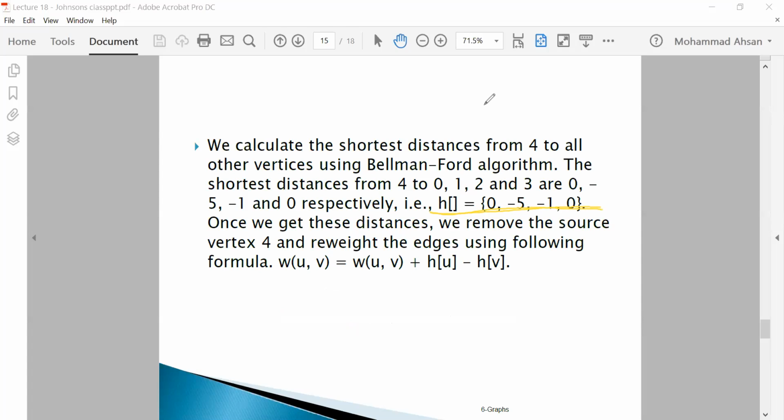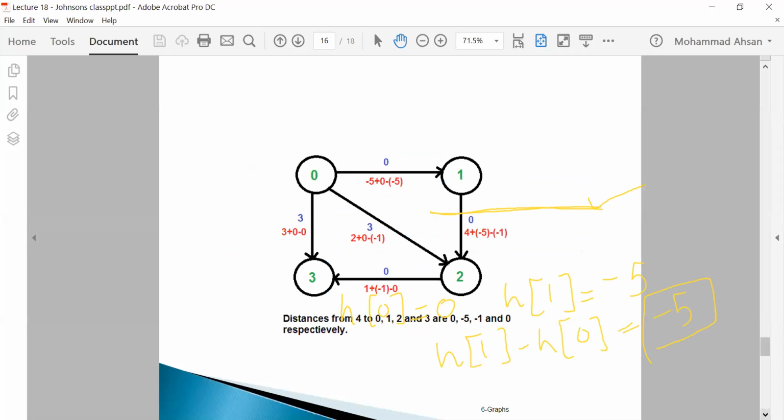So this is going to be your H. The nodes are 0, 1, 2, 3, so these are going to be your H0, H1, H2, and H3. H0 is 0 and H1 is minus 5. So what is H1 minus H0? That is going to be minus 5. This minus 5 has to be added to the weight of the edge between 0 and 1. So what is the weight of the edge between 0 and 1?